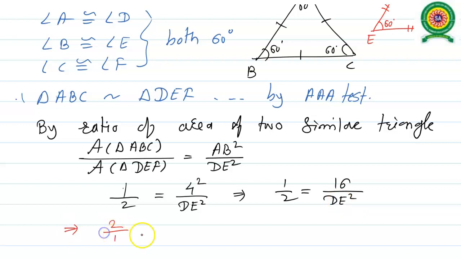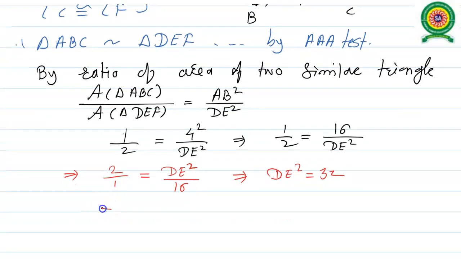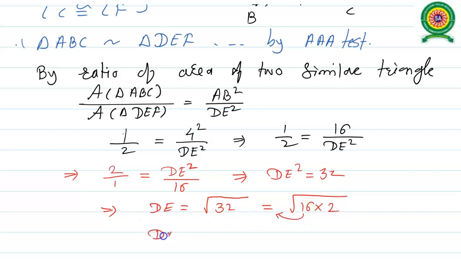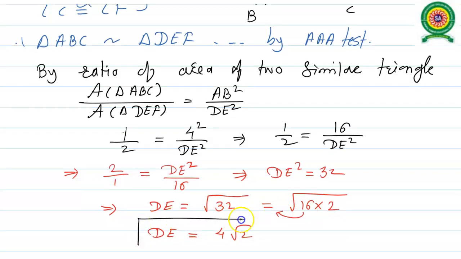We are getting 2 divided by 1 equals 16, so DE square divided by 16, the reciprocal of RHS. So 16 twos are 32, we are getting DE square equals 32. Now taking square root on both sides, we are getting DE equals root of 32. 32 we can write as 16 twos are 32. Taking 16 outside the square root, we are having DE equals 4 times root of 2. Hence we have the DE value 4 times root of 2 units.